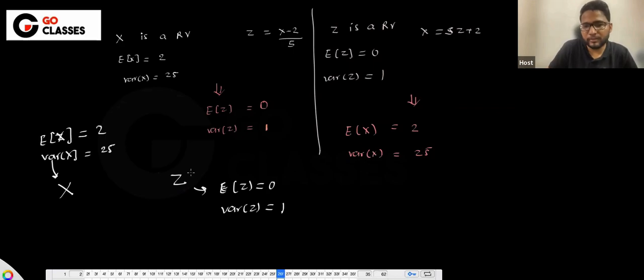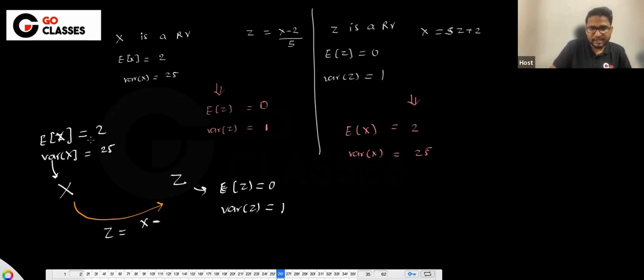You have a random variable z, and you have some random variable x. Now suppose they say that given this random variable x, can you go to z? Can you convert that to a z? Can you give me a random variable which has expectation 0 and variance 1? Then what will you do? Given this random variable, how will you define a new random variable z that will give you this expectation and variance? So you will say, I can define a new random variable z in terms of x like this.